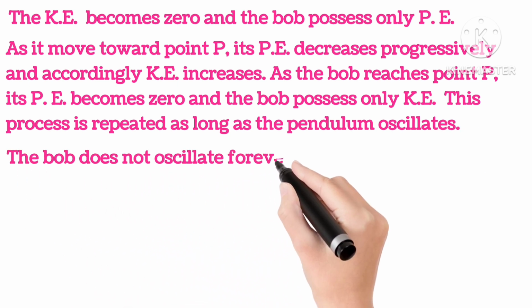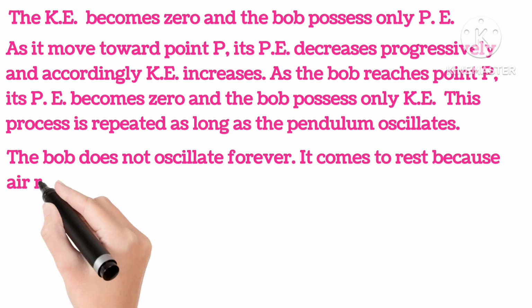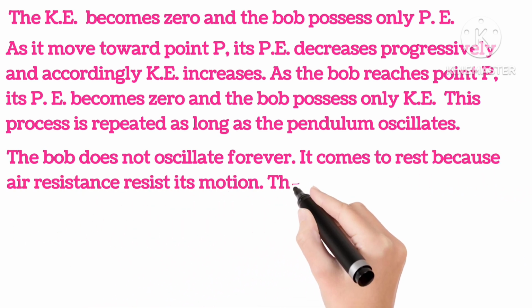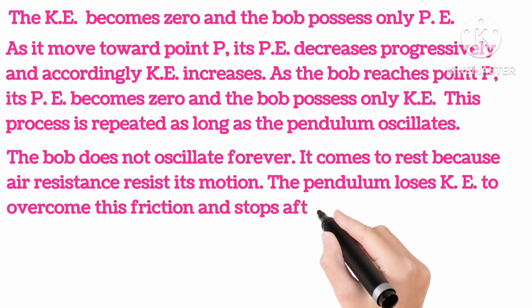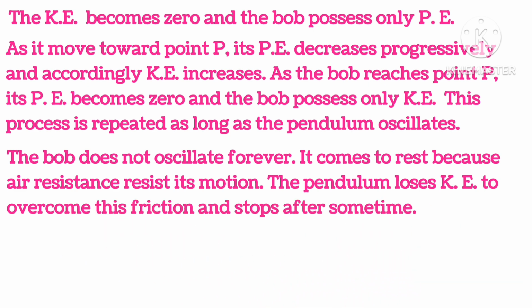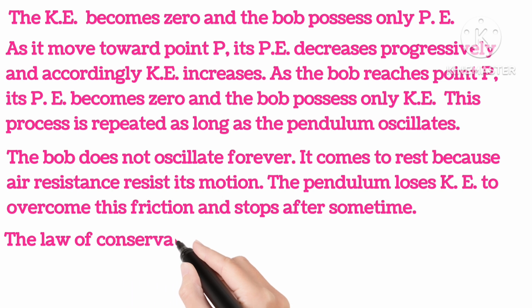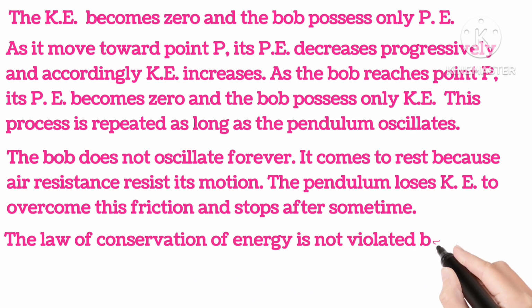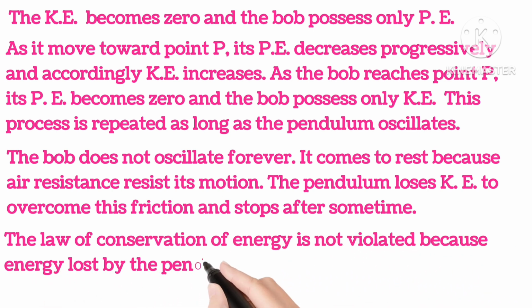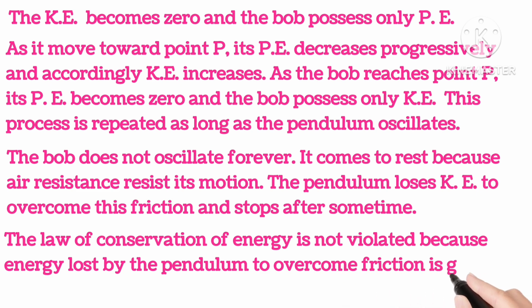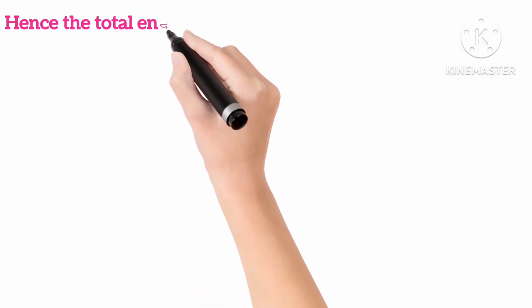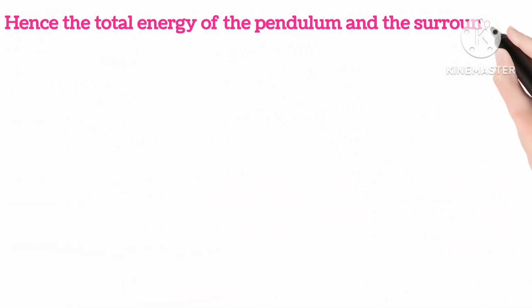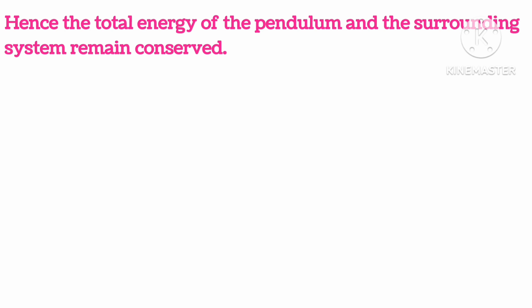The bob does not oscillate forever. It comes to rest because air resistance resists its motion. The pendulum loses kinetic energy to overcome this friction and stops after some time. The law of conservation of energy is not violated because energy lost by the pendulum to overcome the friction is gained by its surroundings. Hence, the total energy of the pendulum and the surrounding system remains conserved.